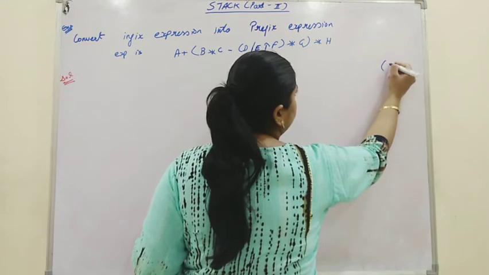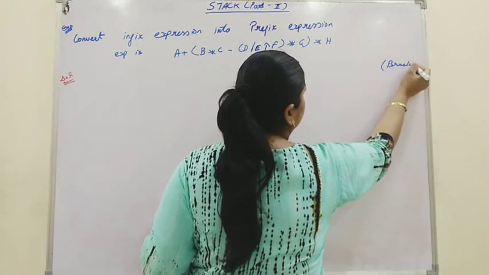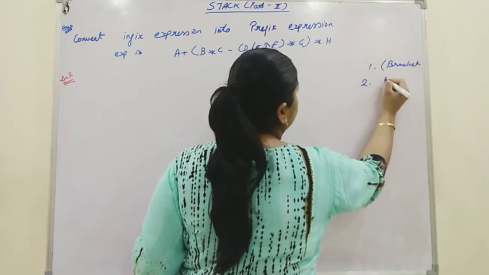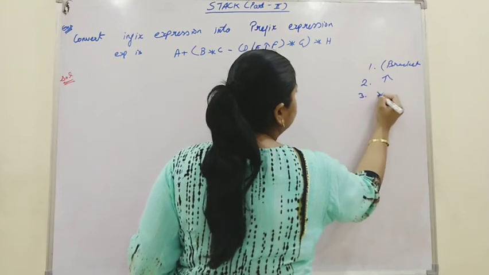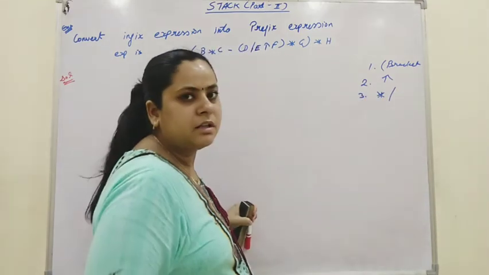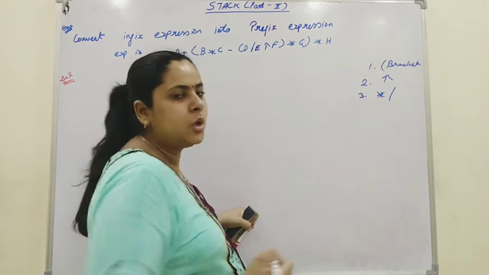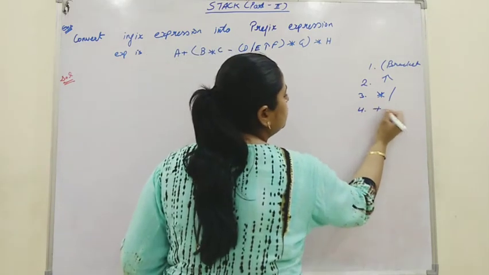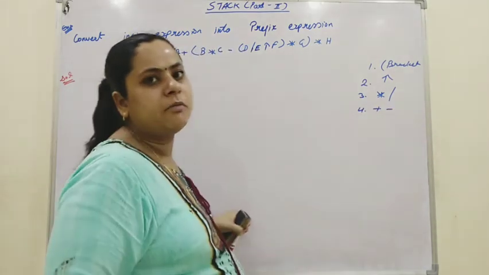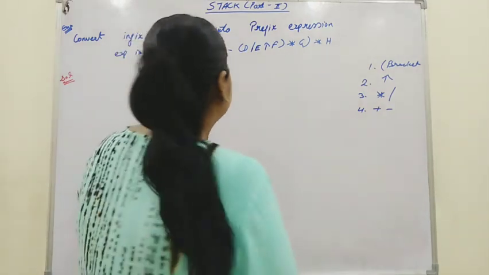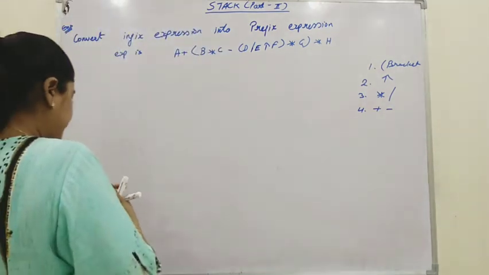Precedence order is: first is bracket, second is exponent, third is asterisk or slash, whichever comes first, reading from left to right, and fourth is plus or minus, whichever comes first, reading from left to right. So let's see the solution.